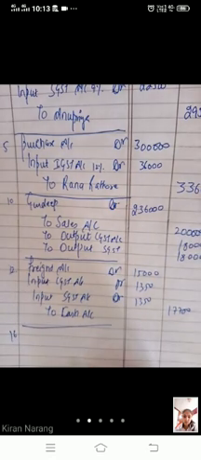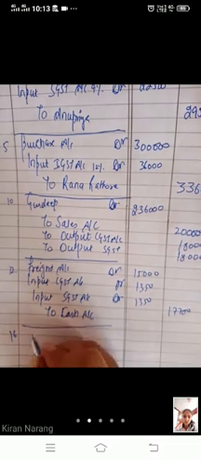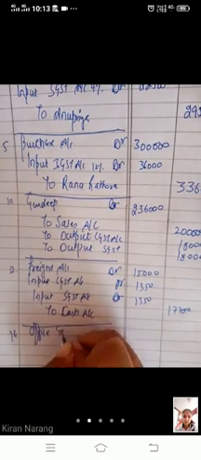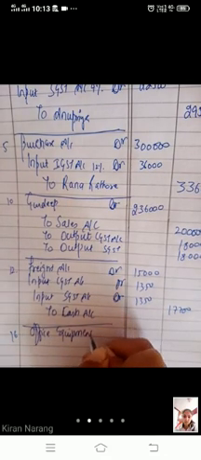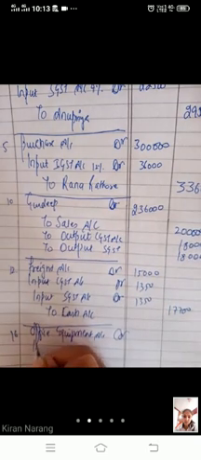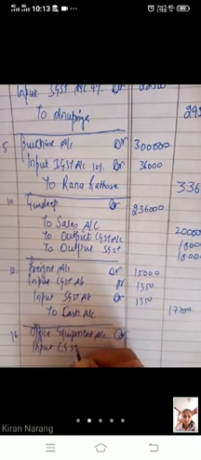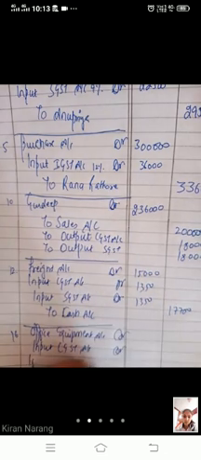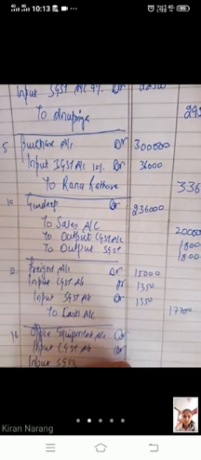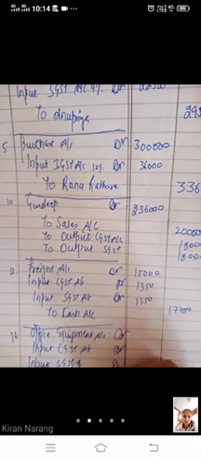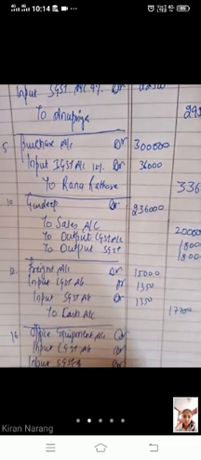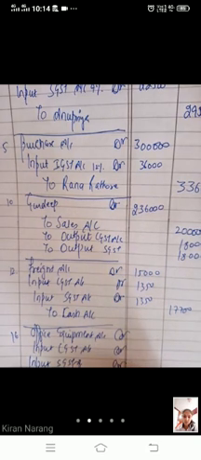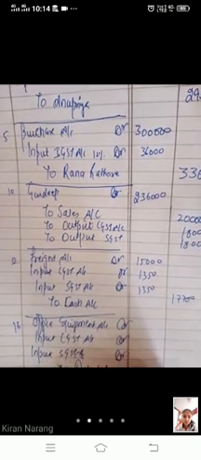16th, bache, purchase a computer printer for office, 80,000, from Dell Limited on credit. A computer printer will be called office equipment. Office equipment account debit, input CGST account debit, input SGST account debit, to Dell Limited, because we have not paid yet. So we will write office equipment.